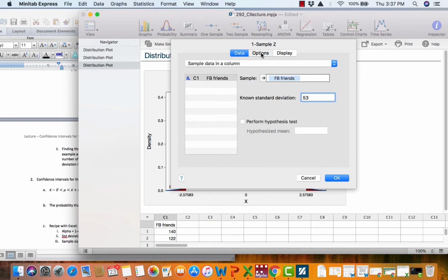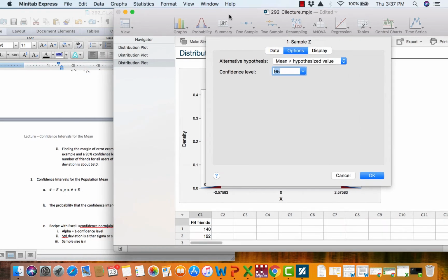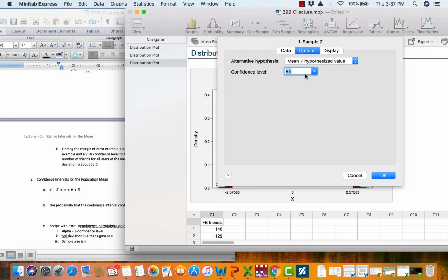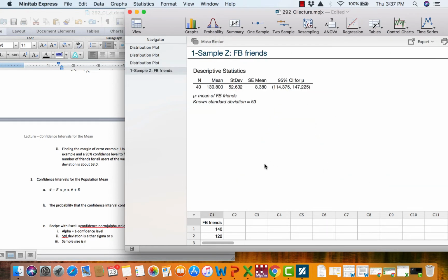All right, and the last thing we need to do is go under options and specify our level of confidence, which is 95%. Notice you can choose 90, 95, or 99. We leave it on 95 and say okay. Notice in our output here, we get our sample size, our point estimate. So 130.8 is the sample average or point estimate. We get our standard deviation. We get the standard error of the mean, which is the standard deviation divided by the square root of the sample size. And then we get the 95% confidence interval.